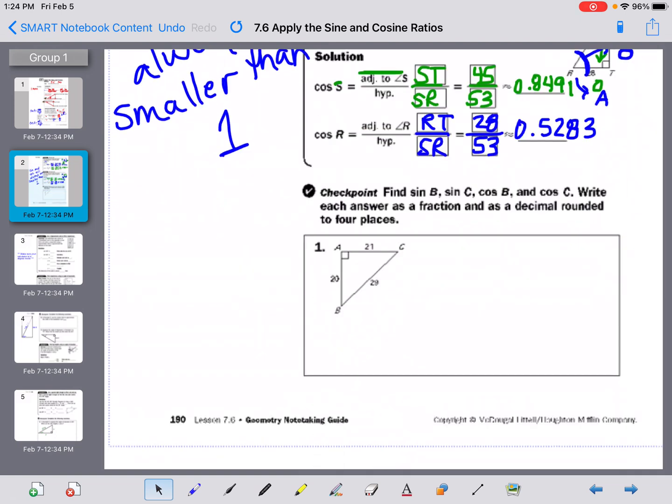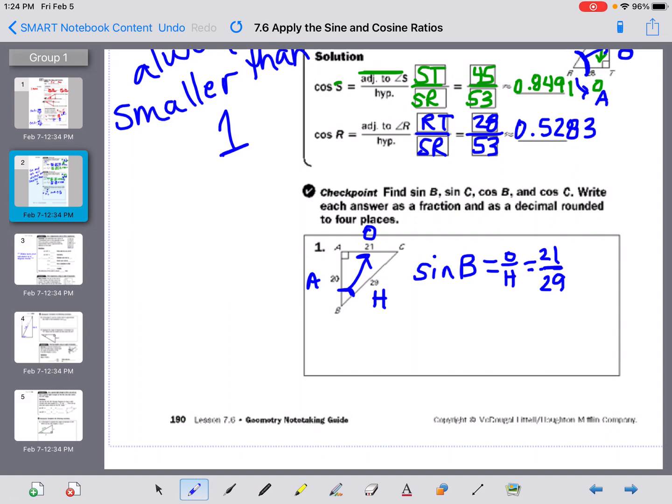So let's come down here on our checkpoint. We're going to look at one triangle. We're going to find sines and cosines on the same triangle. Okay, so I'm going to start with sine of B. And that means I'm going to angle B. Okay, my hypotenuse never changes. Sine is opposite over hypotenuse, so just a quick reminder there. So my opposite number is 21, and my hypotenuse is 29, okay? Because that's opposite my B, adjacent would be this side. And let me make that legible when somebody reads my notes.